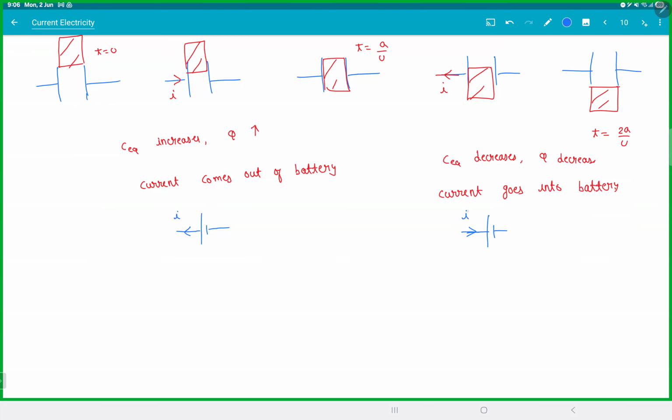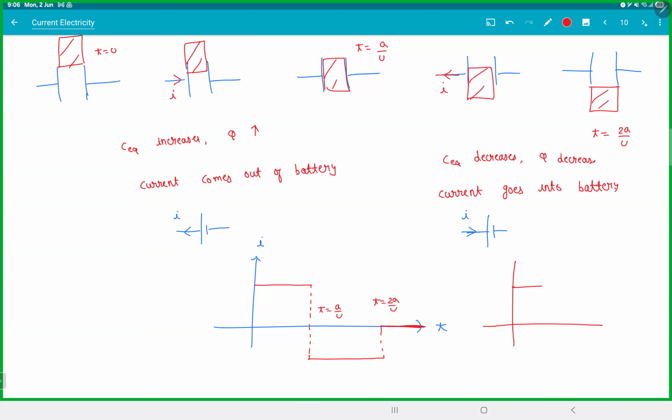So if I ask you to plot the graph, I versus T, current is initially positive till A by U, then it drops, it becomes negative, so it's still constant. Then at 2A by U, it becomes 0. So after 2A by U, the slab is gone. So the graph looks like this. The thing is, when people see constant, they'll just draw a line like this. I think that is the answer, and that will be there in the option. You won't realize the current has changed sign.